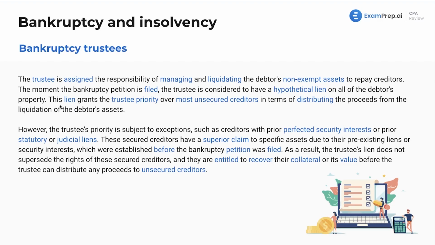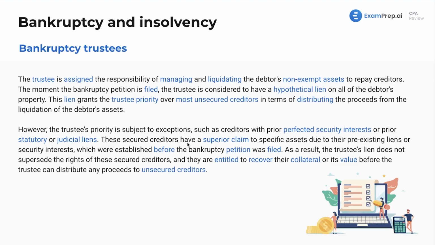debtor's property. Now, this lien grants the trustee priority over most unsecured creditors in terms of distributing the proceeds from liquidation of the debtor's assets. However, the trustee's priority is subject to exceptions, such as creditors with prior perfected security interests or prior statutory or judicial liens. A lot of this ties in with our secured transactions lesson as well. Just take note of that. We've got a lot of overlap.